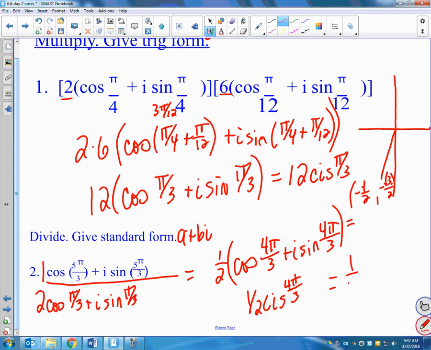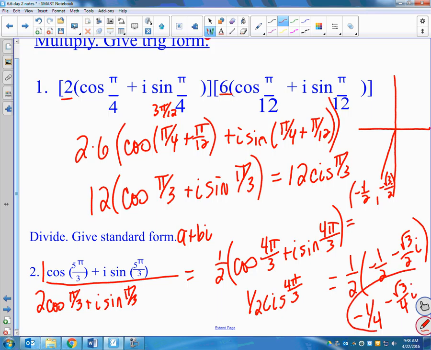Okay, so it's 1 half, and the cosine of 4 pi thirds is negative 1 half, and then that's going to be minus, because it's negative radical 3 over 2, i. And then you should distribute that, right? You should have a plus bi. So finally, after I did this wrong 72 times, you have negative 1 fourth minus radical 3 over 4. See why I like give trig form better? Then I don't screw up.